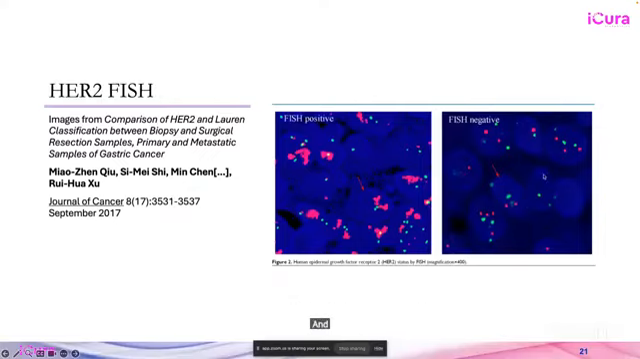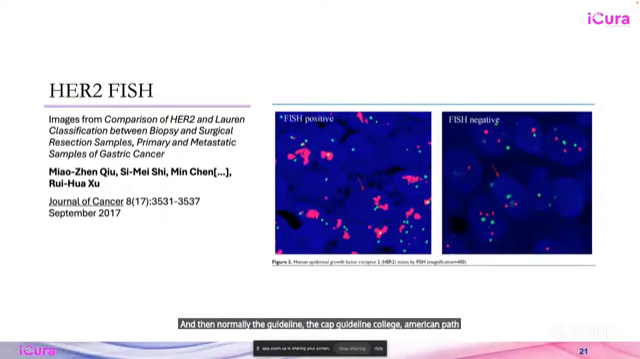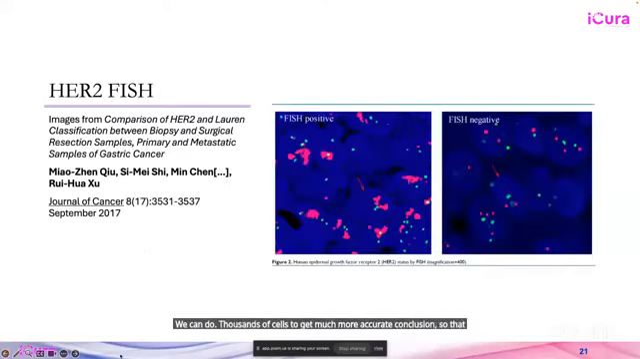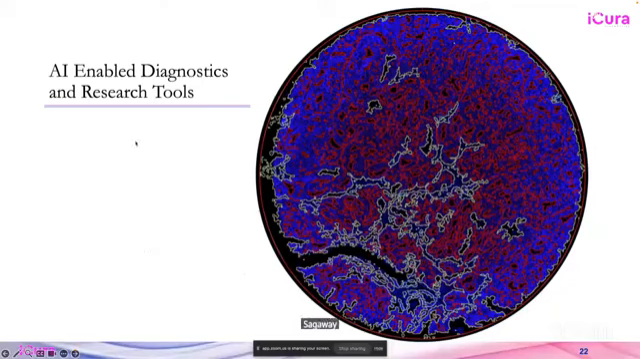And normally the guideline, the CAP guideline, College of American Pathologists, is that you manually count 20 independent cells and come to a conclusion. But now we can do thousands of cells to get a much more accurate conclusion. So that's where we can segue into discussing AI-enabled diagnostic and research tools.